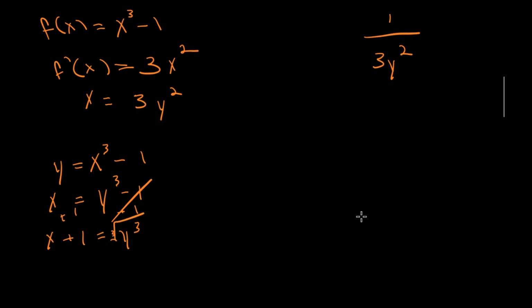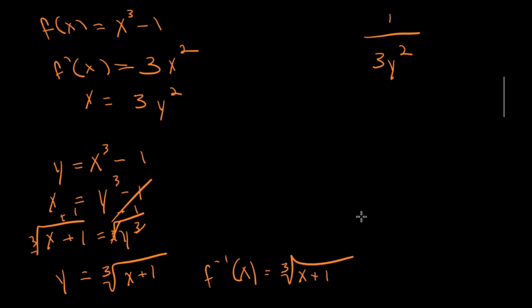And we want the cube root to cancel the exponent. And we do the same to both sides. So we get y is equal to the cube root of x plus 1. However, I want to change the notation. So f inverse of x is going to be equal to the cube root of x plus 1. Now we can plug this in. It is equal to 1 over 3 times the cube root of x plus 1, squared. And that's our answer. And let's do the other method.